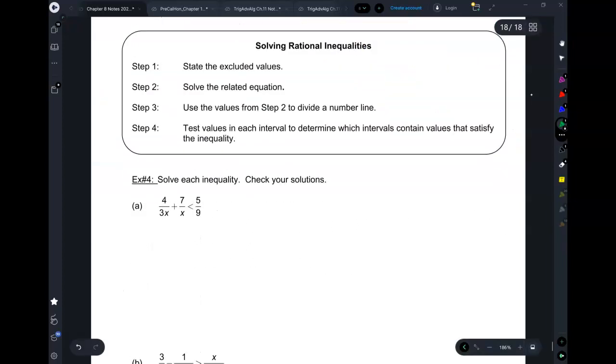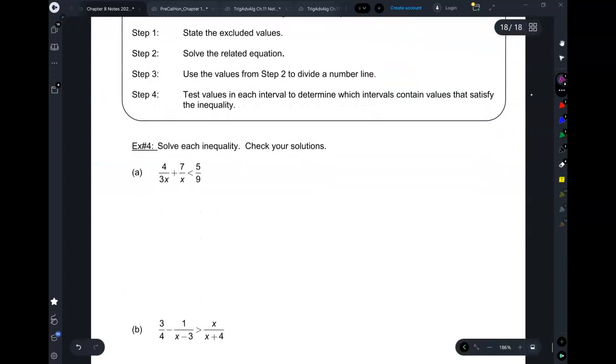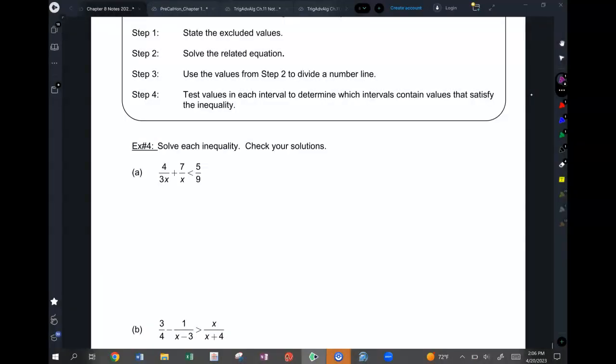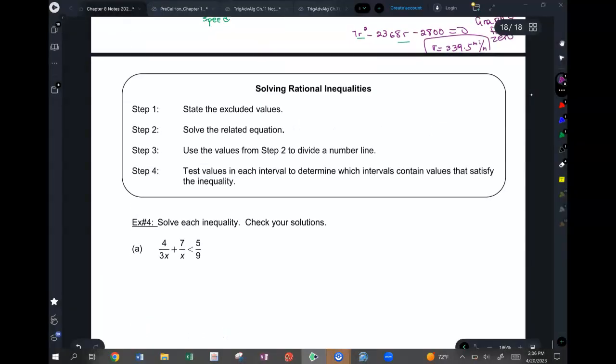All right, let's quickly do the other stuff. Okay, there's more. One more page. So solving rational inequalities, same thing. State the restrictions, and then we're going to solve. But now we have to get a range since it's an inequality, right? We have to get a range of values. So let's do that.